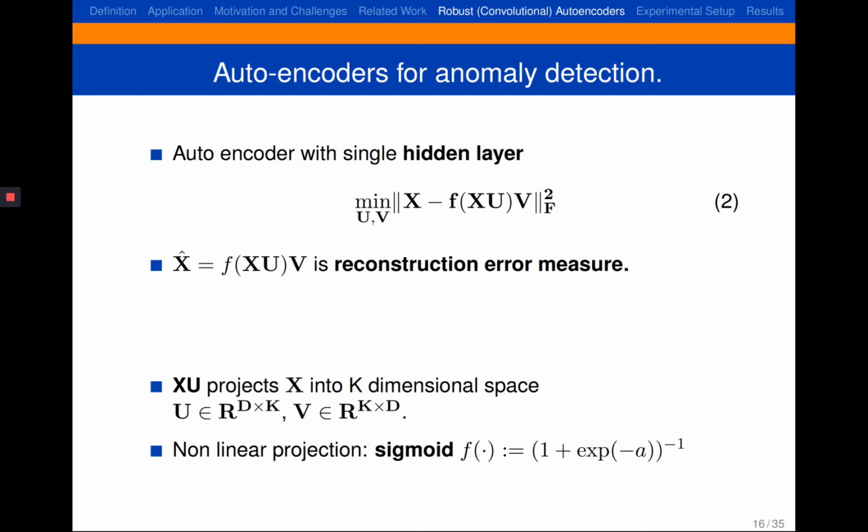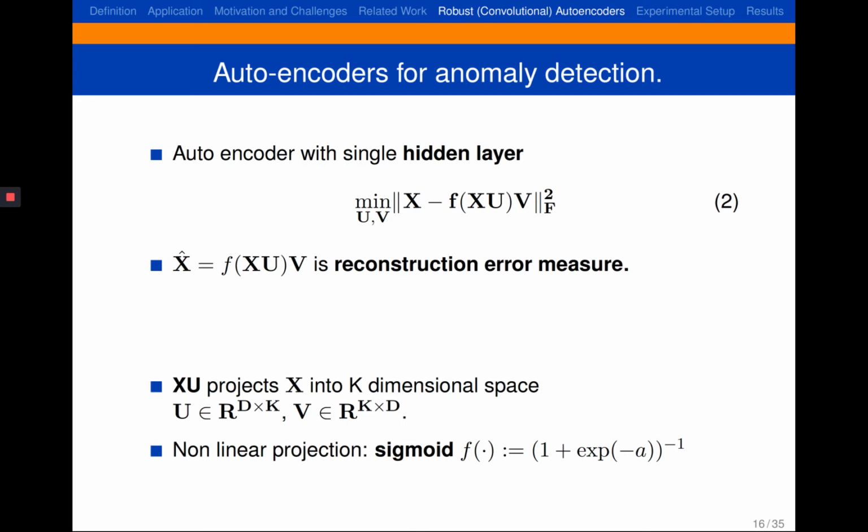Consider an autoencoder with a single hidden layer, as shown in equation 2, where X is the input matrix, F is any nonlinear activation function of choice, and U and V represent the weight matrices: U from the input to the hidden layer, and V from the hidden to the output layer. Here X hat, which is F of XU times V, is the reconstruction. XU projects X into k-dimensional space, and U is a real matrix of dimensions D cross K. V is the weight matrix from the hidden to the output layer, of dimension K cross D.